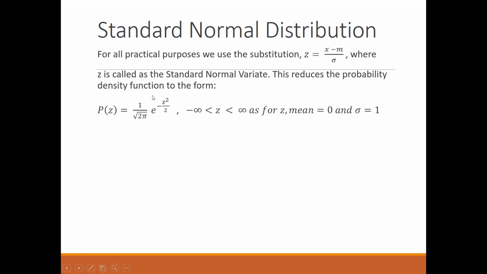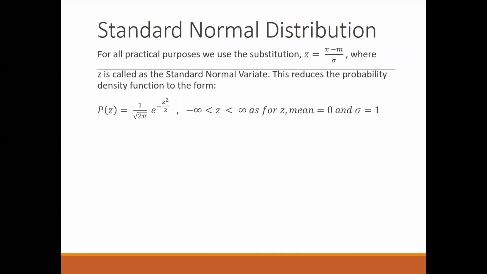Now, we need not worry about this formula because all the values of P(z) under the normal curve are provided to you in a table form. So we are not going to use this function to do any calculation. All the values are already provided. The formula which will be used frequently is to calculate the value of z, which is given as z equals x minus mu divided by the standard deviation, sigma.